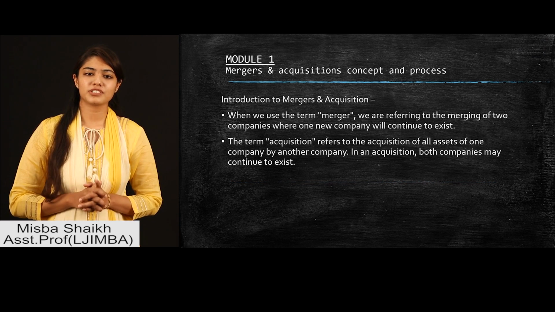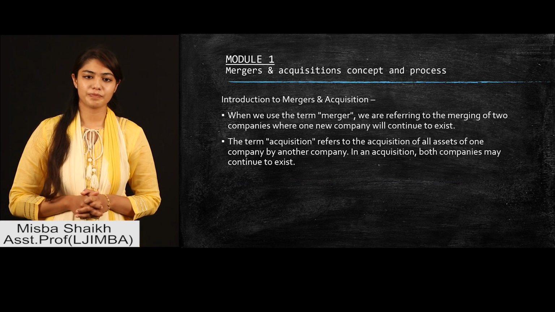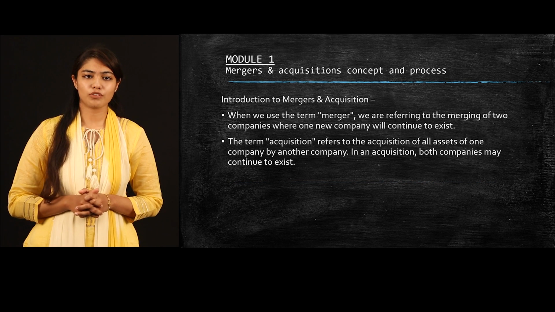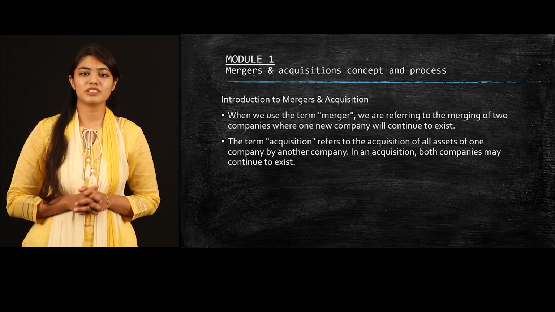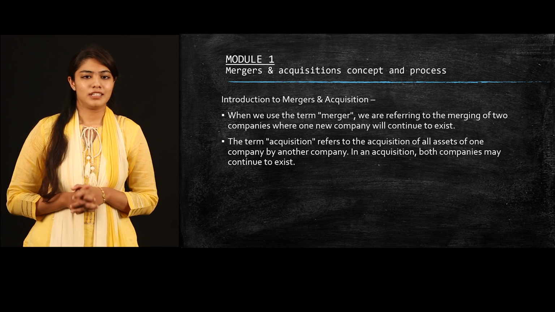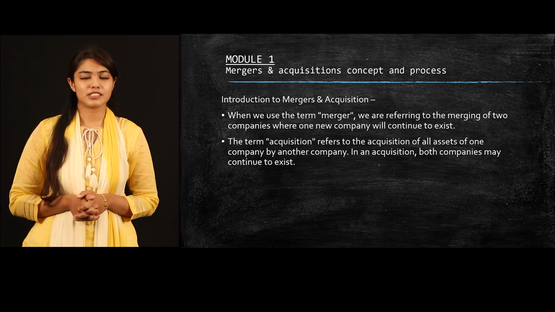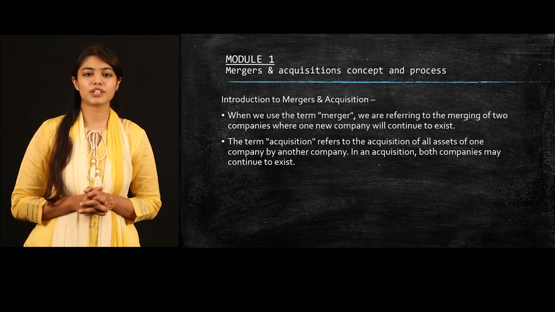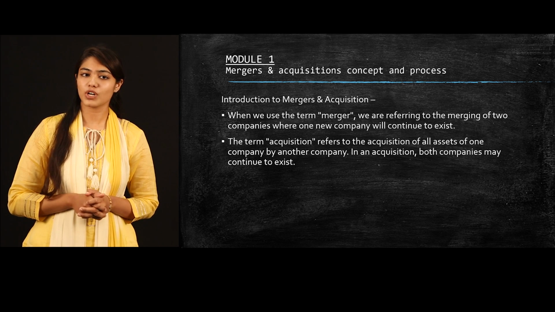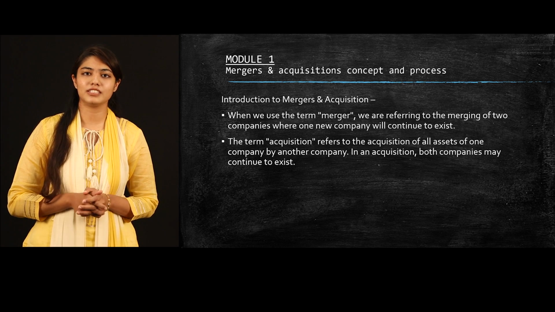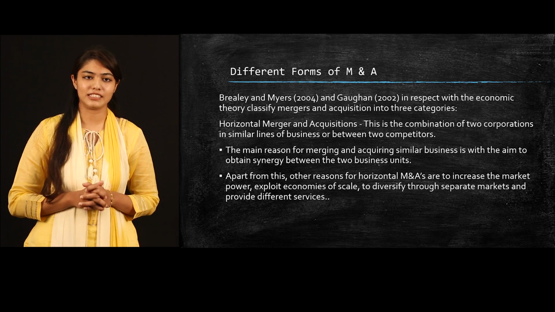Let's see what the merger and acquisition means. Mergers and acquisition refers to the amalgamation of two companies, where merger refers to the merging of two companies where one company comes into existence by amalgamation of two companies. The term acquisition refers to the acquisition of all assets of one company by another company. In acquisition, both the companies may continue to exist as separate entities.